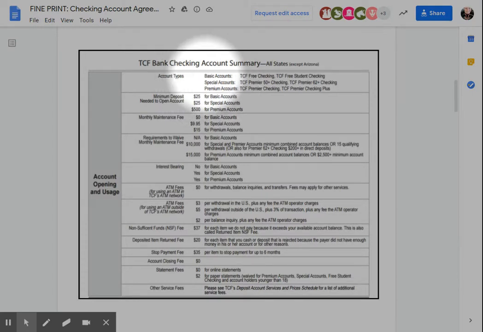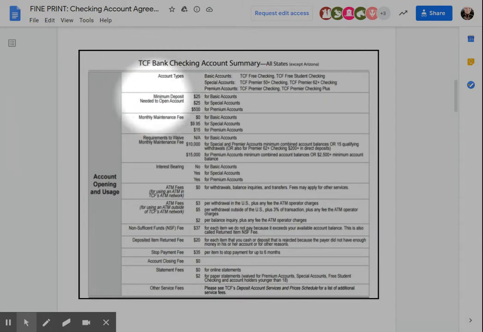So what type of basic accounts are there? There's TCF Free Checking, TCF Free Student Checking. Special accounts are the Premier Plus Checking, Premier 62 Plus Checking. And the Premium accounts are Premier Checking and Premier Checking Plus. So in theory, I have six different options of account types that I could choose to open at TCF.